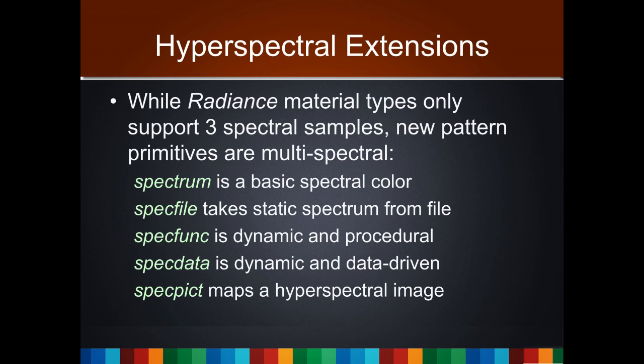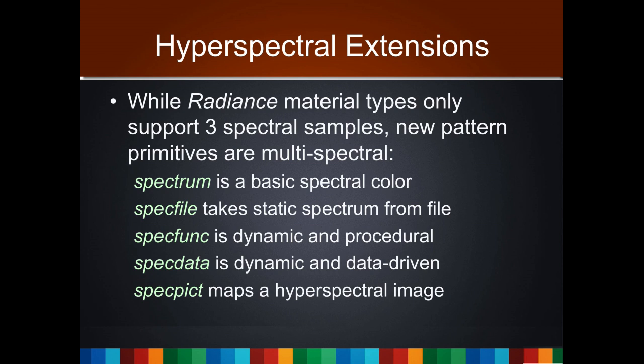Although the Radiance material types only support 3 spectral samples, we can introduce some new patterns that modify those materials in our hyperspectral. The idea is that you put this hyperspectral pattern on top of an ordinary material, and that material becomes hyperspectral, with some limitations as to what the pattern is, how it's interpreted for each material. So these are the new hyperspectral primitives that are introduced in this 6.0 alpha version of Radiance.